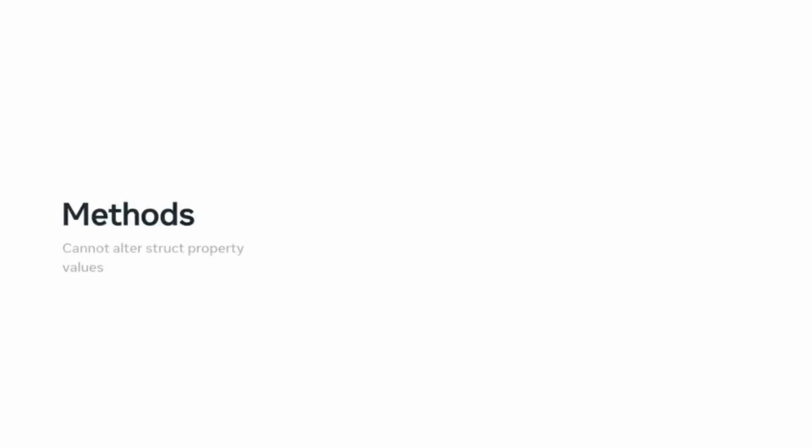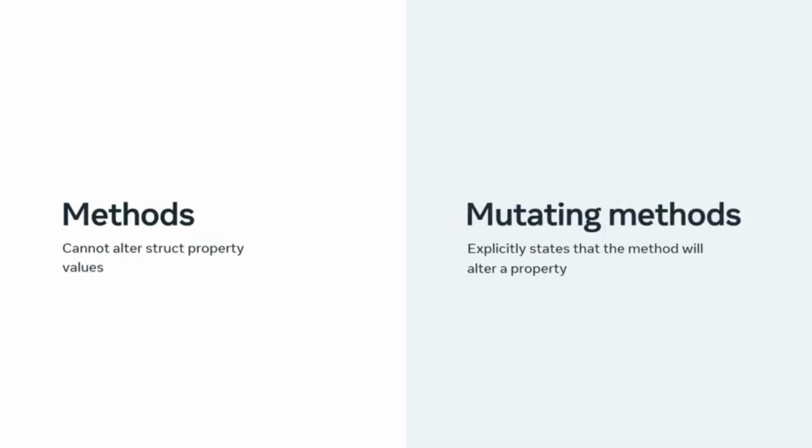By default, methods within a structure cannot alter the values of its properties. A mutating method, on the other hand, explicitly states that the method will alter a property and that the property you alter is assigned a new instance when the new value is assigned. As a result, developers using structures need to be conscious about altering property values in a structure. The Swift programming language uses mutating methods to achieve this.